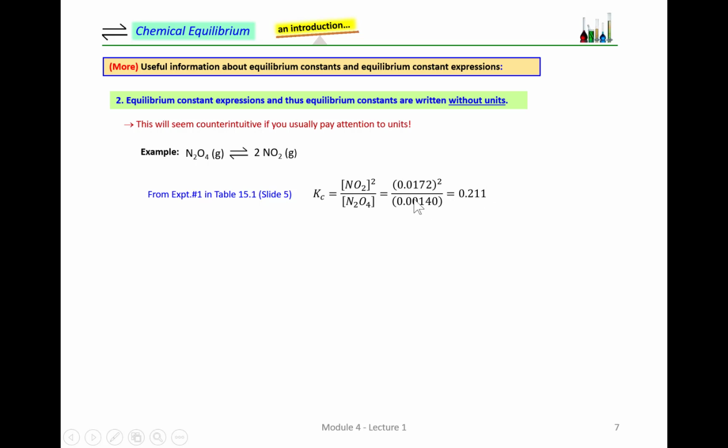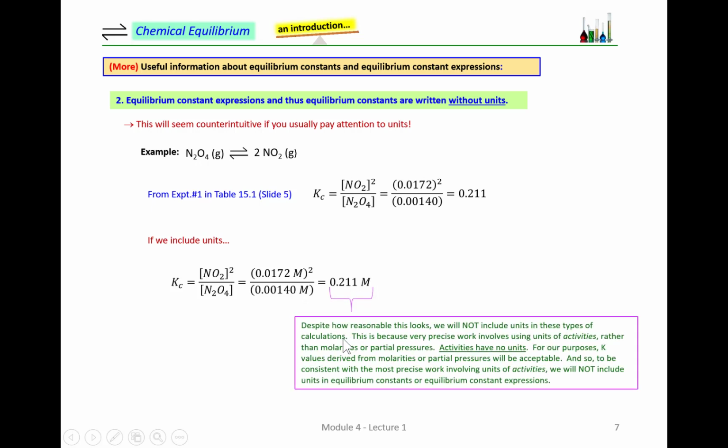If we included units, it would look like this. And of course, what that would mean is that you wouldn't get rid of these molar units entirely. Kc would have units of 0.211 molar. Well, despite how reasonable this looks, we will not include units in these types of calculations.